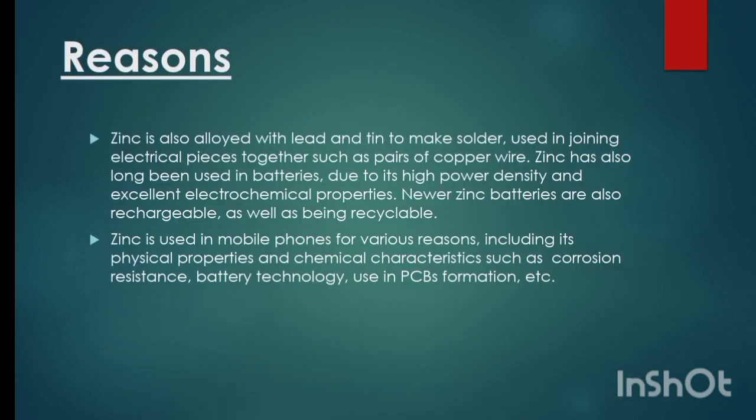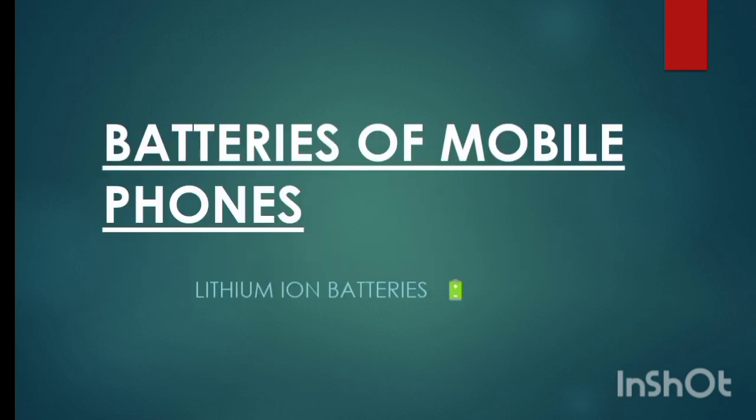Why is zinc used in mobile phones? Here are some reasons. Zinc is also alloyed with lead and tin to make solders used in joining electrical pieces together, such as pairs of copper wire. Zinc has also long been used in batteries due to its high power density and excellent electrochemical properties. Newer zinc batteries are also rechargeable as well as being recyclable. Zinc is used in mobile phones for various reasons, including its physical and chemical properties, such as corrosion resistance, battery technology, use in PCB formation, etc.